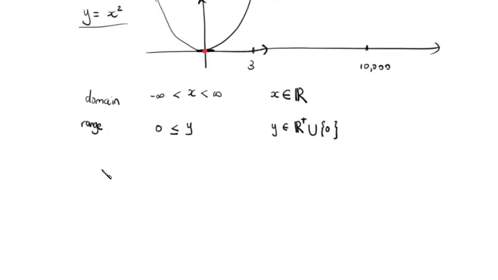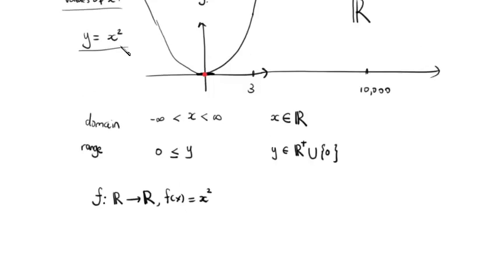Sometimes in your Year 11 textbook, you will see notation like this: f, then a colon, R to R, and then a comma, and the function f of x equals x squared. This is the formal way of defining this function. You can read the colon as such that, the domain is the real numbers, and you can read the arrow as maps onto.